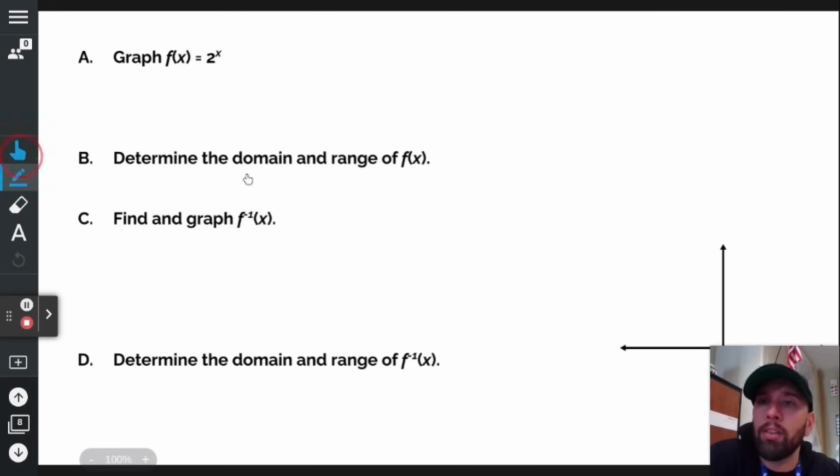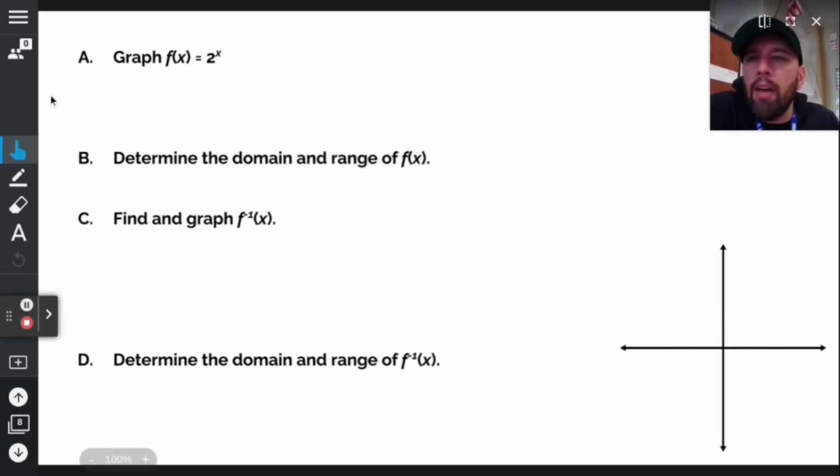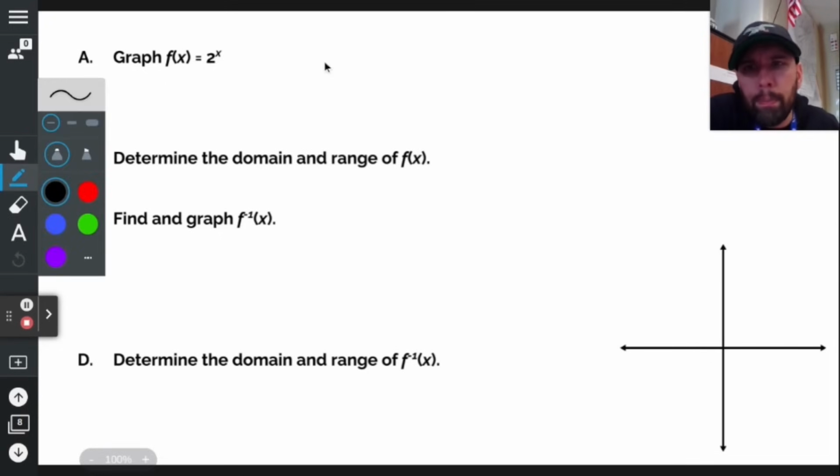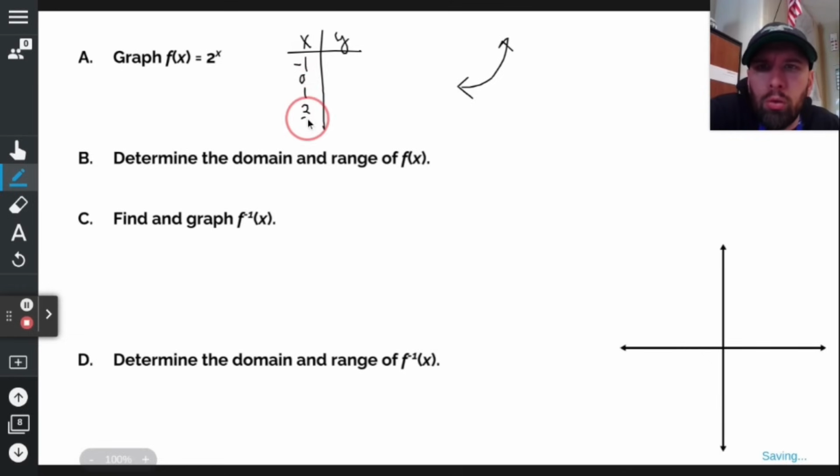Sorry, Mr. Graph, let me move my face. Graph f of x equals 2 to the x. So I'm going to make myself an xy table. I already know that this is going to look something like this, but I want to be sure. I'll choose negative 1, 0, 1, 2, 3.